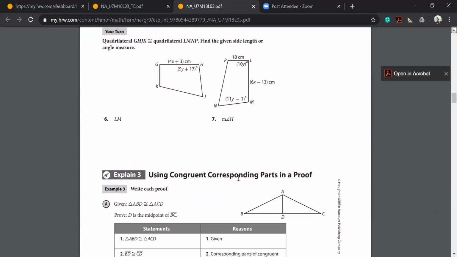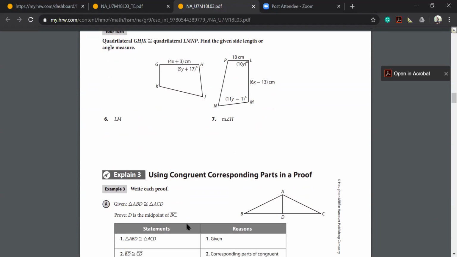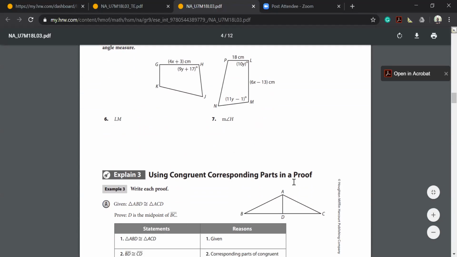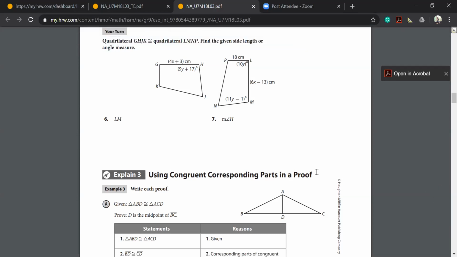Using congruent corresponding parts in a proof. Proof. Very, very important thing from now on. And this is the thing that we are going to be using for the whole module 19.